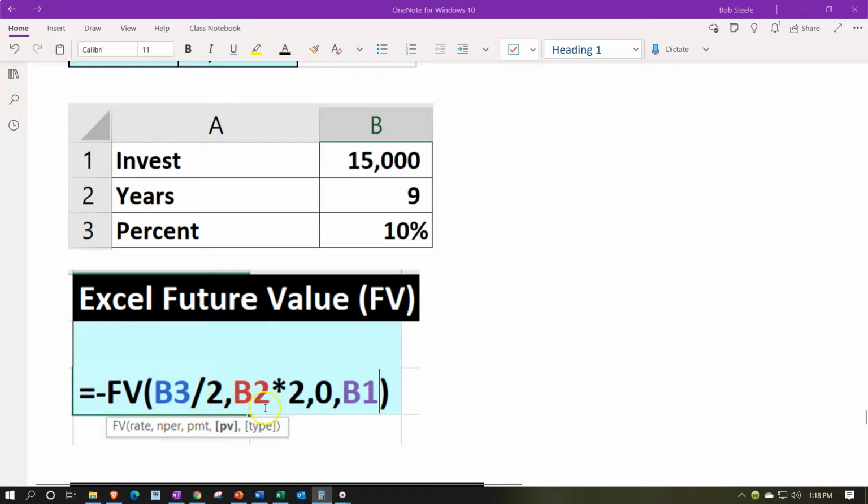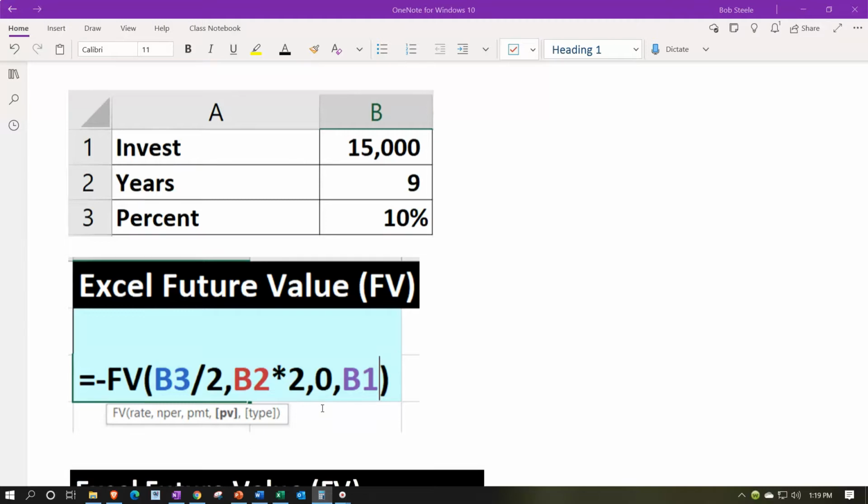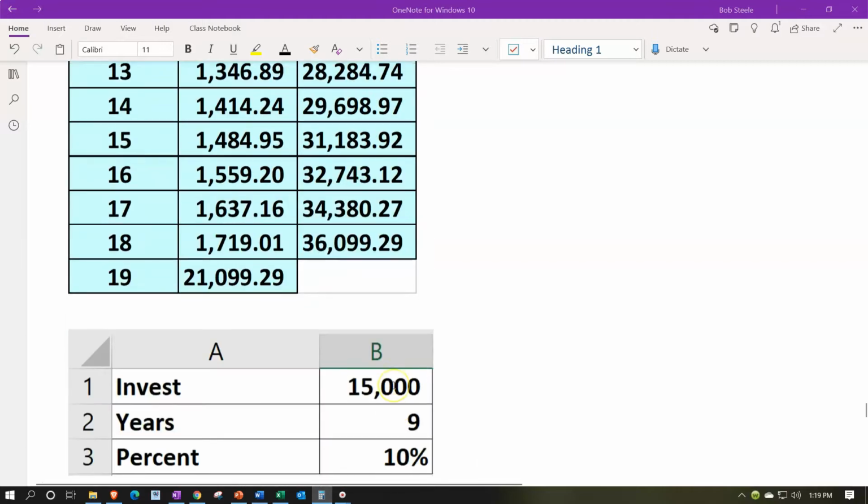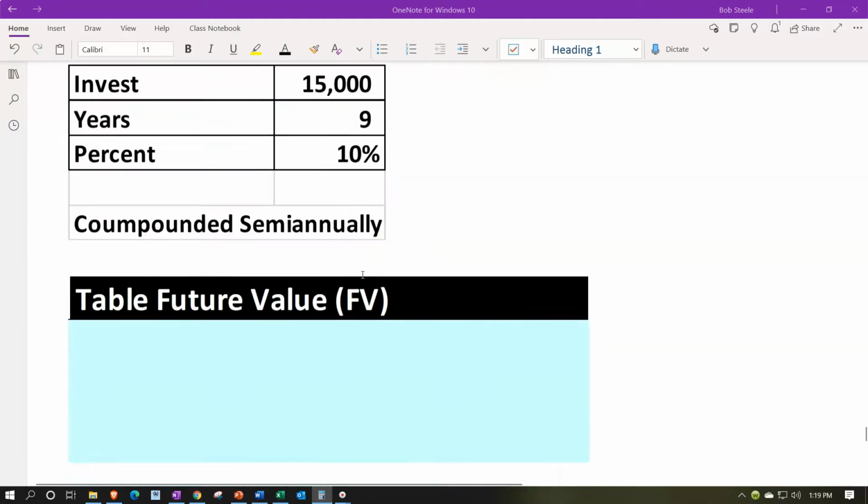The number of periods now is going to be 9 years, but we're going to compound semi-annually. Therefore, I have to take that 9 years times 2, and that'll give us our 18. So now we have the 18 periods representing every 6 months, which needs to match the percentage not on a yearly basis, but a semi-annual basis. Therefore, we take the yearly rate divided by 2, comma, and then we have the payments. There are no payments because this is not an annuity. And then comma, and we pick up the amount that was put in, the present value, the 15,000. That once again will give us our same amount, 36,099.29.